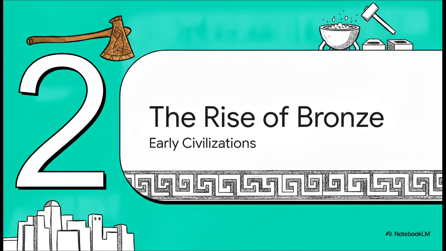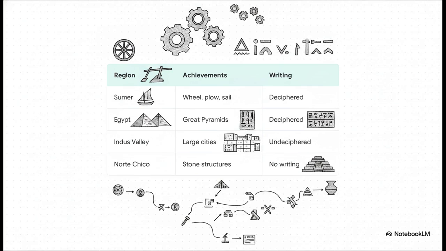Moving right along to Section 2, the rise of bronze and our early civilizations. This is where humanity truly began to build, write, and invent. The Bronze Age saw an absolute explosion of human ingenuity, and it happened independently all over the globe. It's wild to think about. Over in Sumer, modern-day Iraq, they were inventing the wheel, the plow, and math, while at the exact same time, the Egyptians were stacking up the Great Pyramids.